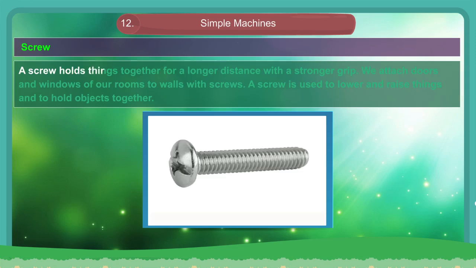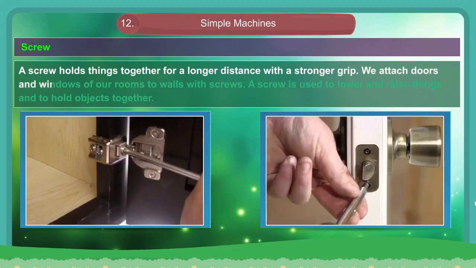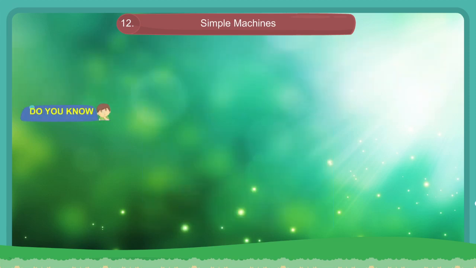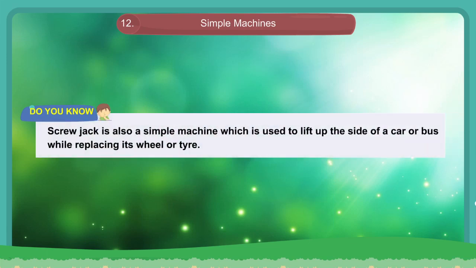A screw holds things together for a longer distance with a stronger grip. We attach doors and windows of our rooms to walls with screws. A screw is used to lower and raise things and to hold objects together. Do you know? Screw jack is also a simple machine which is used to lift up the side of a car or bus while replacing its wheel or tire.